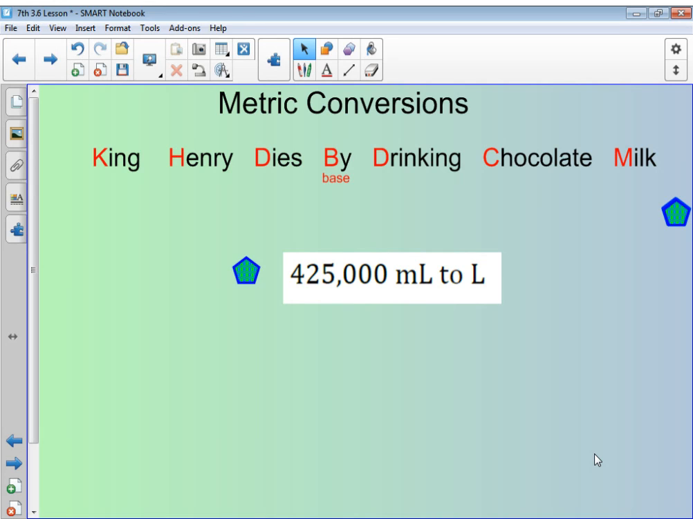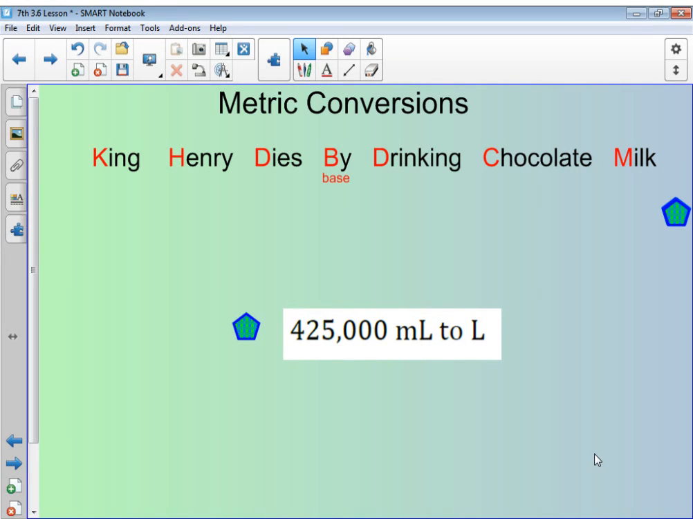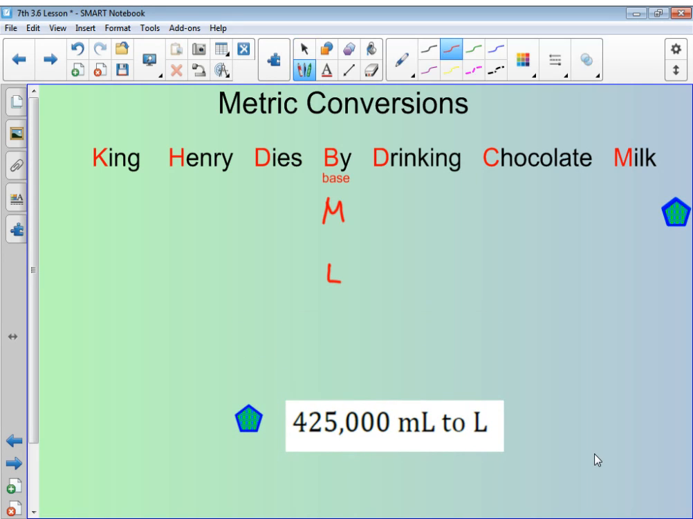The metric system is all based on 10 and converting between powers of 10. So the saying that I use is King Henry dies by drinking chocolate milk. And that "by" is the base or the units. So that's where you would have meters, liters, and grams. Your king stands for kilo, which is 1,000, so like kilometer. Then the H for Henry would stand for hecto. So hectometer is HM, and that would be 100 meters.